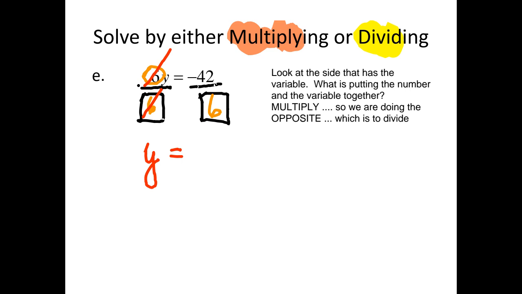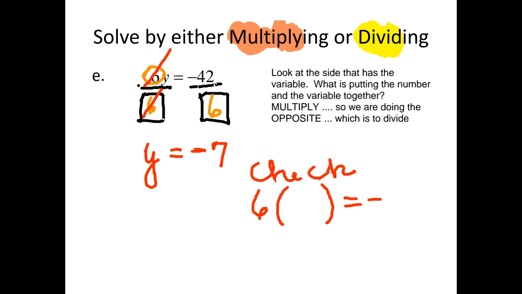Now, if you want to check, 6 next to y has got to give me a negative 42. This negative 7, which is right here, is going inside parentheses because 6 next to a letter means multiply. Now, be careful of number 8.